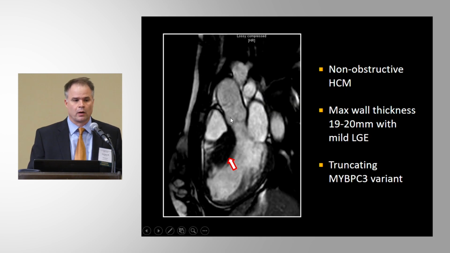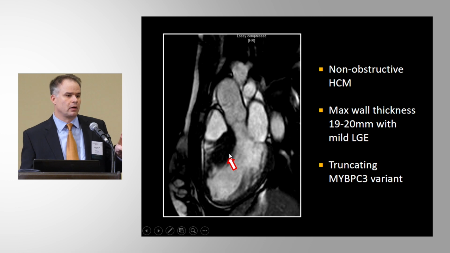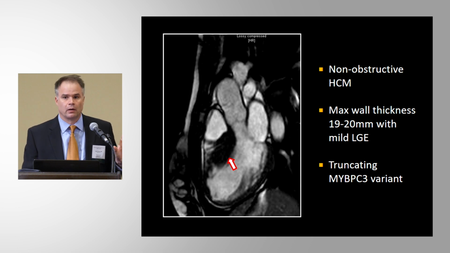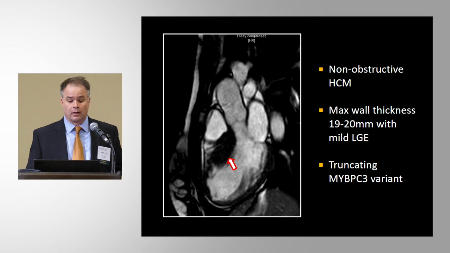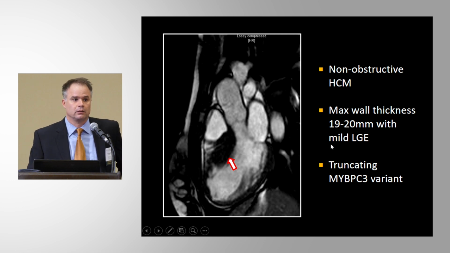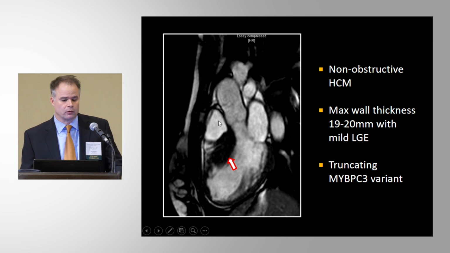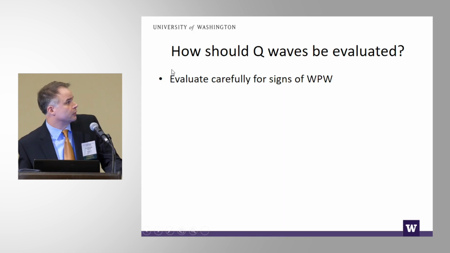And this is that MRI that I showed you before. So I think individuals who have very isolated hypertrophy, isolated to a single segment, generally have less worrisome looking ECGs, but she's got a fairly aggressive truncating mutation here that puts her at risk, and the fibrosis assessment confirms that.